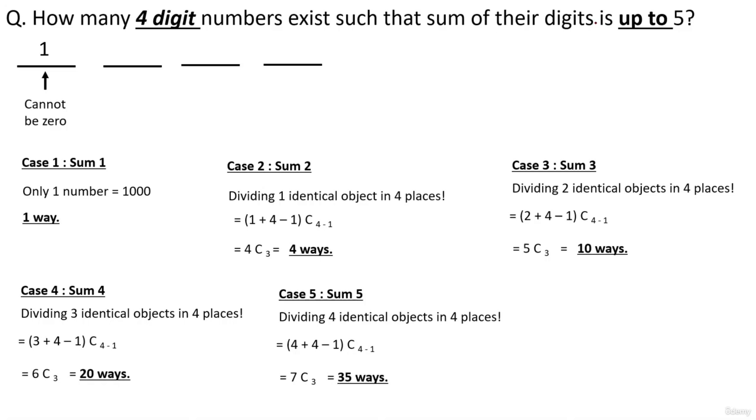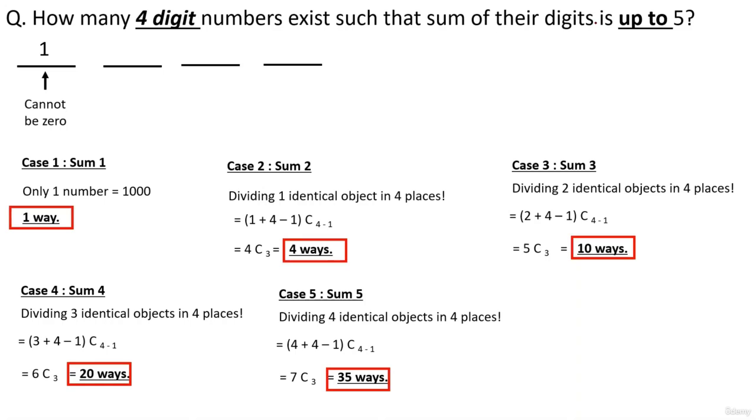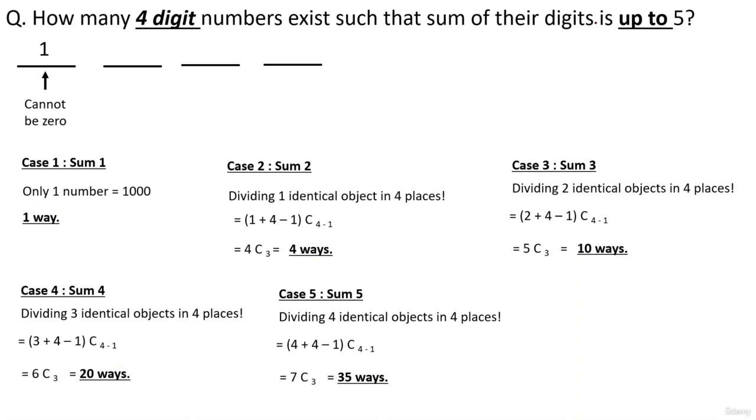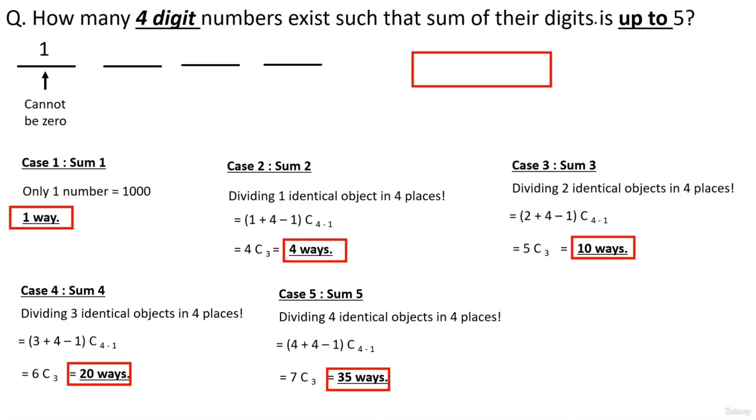Okay, now the final number of ways will be nothing but summation of all these values, right? Either the sum will be 1, or 2, or 3, or 4, or 5, right? So final answer is summation of all these number of possibilities: 1, 4, 10, 20, 35. Okay, 35 plus 10 plus 20 is 55, then plus 10 is 65, plus 4 and 1 is 70, right? So the answer is 70. How many 4-digit numbers exist such that the sum of the digits is up to 5? The answer is 70. Okay.